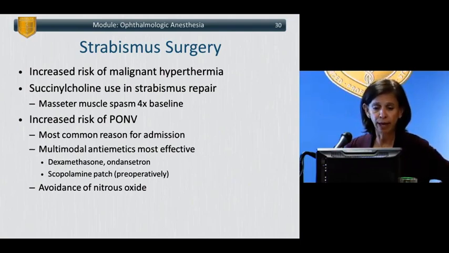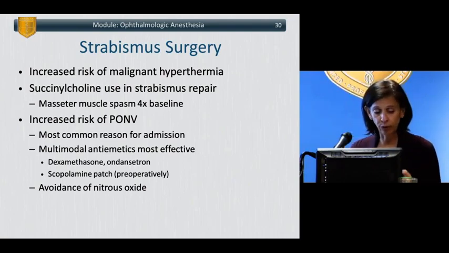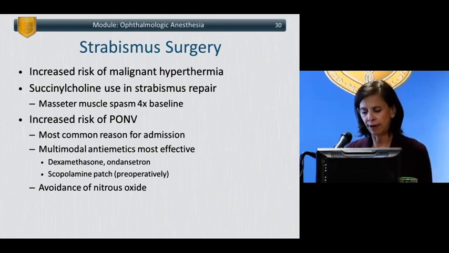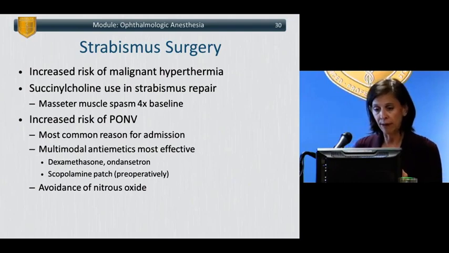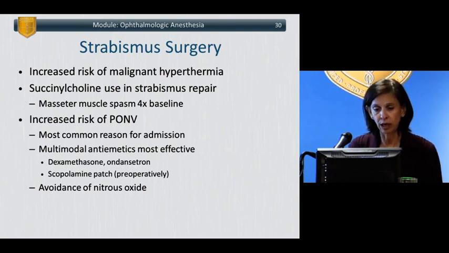But masseter muscle spasm is not associated with fever. Fever, hypercarbia, and all the other symptoms or signs of MH do not occur with masseter muscle spasm. So now most of the time, if it's just masseter muscle spasm, it's felt safe to proceed with the surgery.